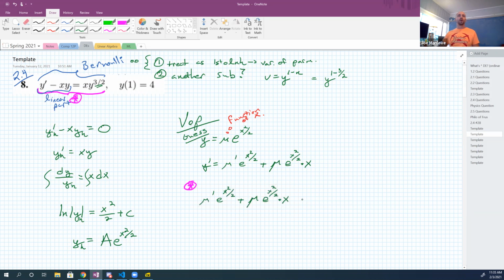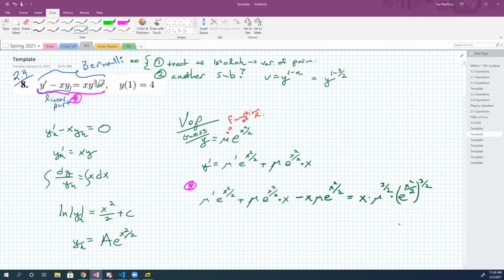So it's y prime minus x times y. And this is supposed to equal x times, now I've got this whole function y here. So I've got mu to the 3/2 power times e to the x squared over 2 all to the 3/2 power. I have a feeling this is the step where I was going wrong because I've got the exact same thing you do all the way up to this point.